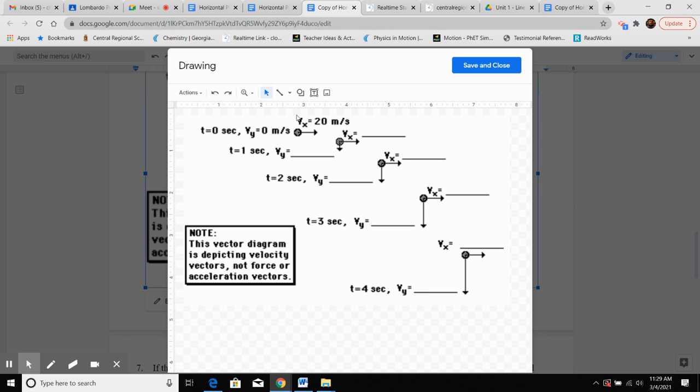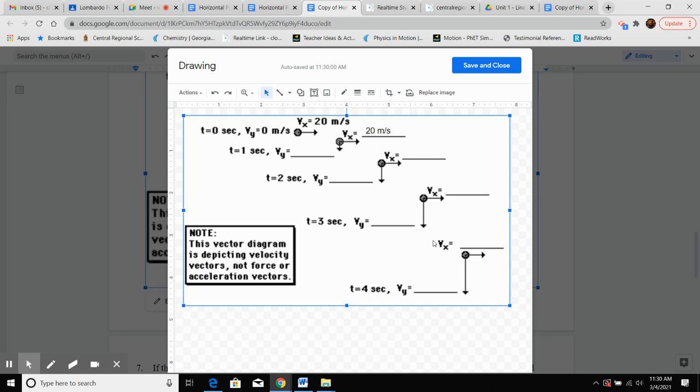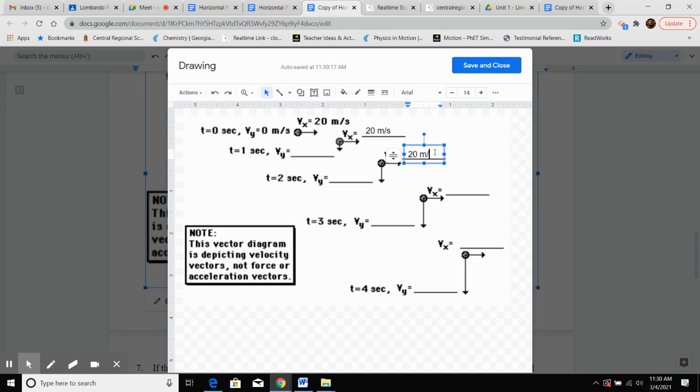Keeping that in mind, Vx should be pretty simple, right? Why should that be pretty simple? Because our horizontal velocity never changes. It's constant. So you literally have to make a text box. Hopefully you guys know how to use a text box. It's just going to be 20, not negative. So it's 20 meters per second. To add it into the other spots, you're going to use the text box again, and it is going to be 20 meters per second again. You're going to fill that in for all of your horizontal velocities.